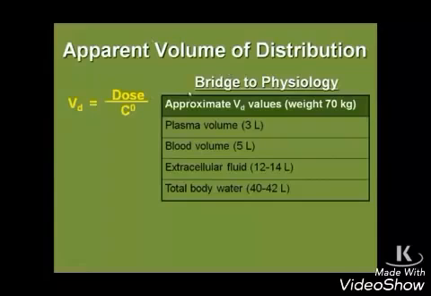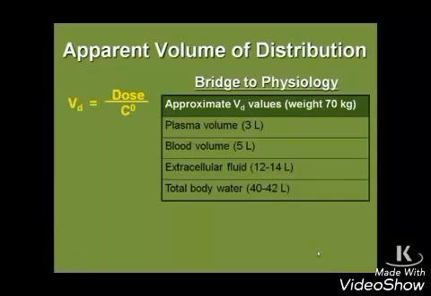When you think about this concept as well, you want to think about some normal physiologic values. And of course, we often refer to the ideal 70 kilogram man. And when you think about the values for the ideal 70 kilogram man when it comes to plasma volume, about 3 liters. When it comes to blood volume, about 5 liters. Extracellular fluid, 12 to 14. And total body water, usually we talk about 42 liters, 60% of body weight being total body water.